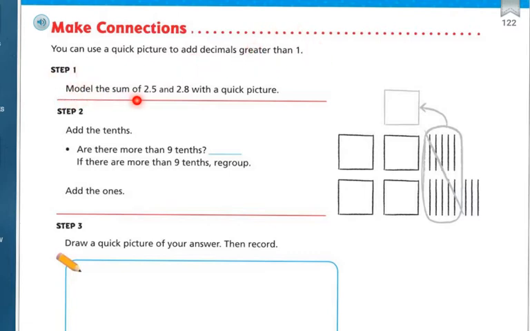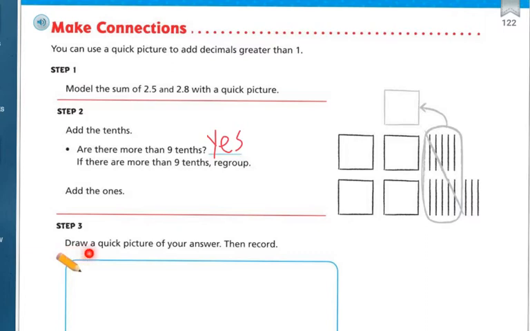Step 1. Model the sum of 2 and 5/10 and 2 and 8/10 with a quick picture. Step 2. Add the tenths. Are there more than 9/10? So let's look and see. I have 1, 2, and then I had 5/10, and on this one I had 1, 2, and I had 8/10. Well, if you look, I can circle both of these 5s, making one more whole, right? And then I have 3/10 left over. So are there more than 9/10? The answer is yes. Okay, so now I'm going to add the ones.